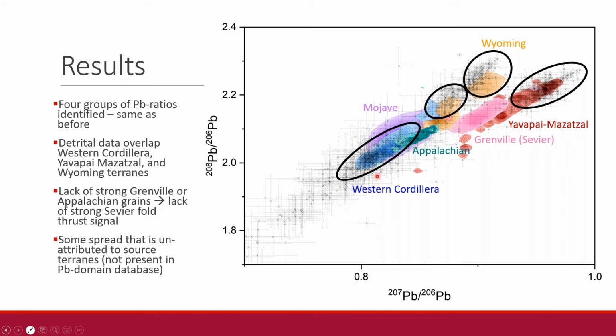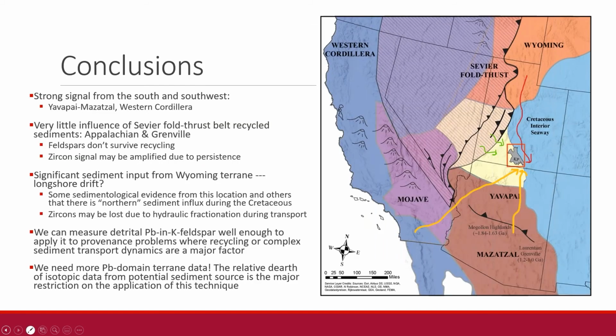Or there could be alteration that happens. There's different types of alteration that can happen to lead ratios in feldspars due to hydrothermal events or tectonic events over time. So what does this mean for our provenance interpretation? It means we agree with the zircon data that we have a strong signal coming from the west and southwest, as you can see in yellow here.